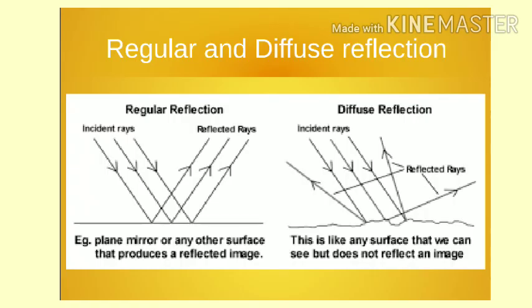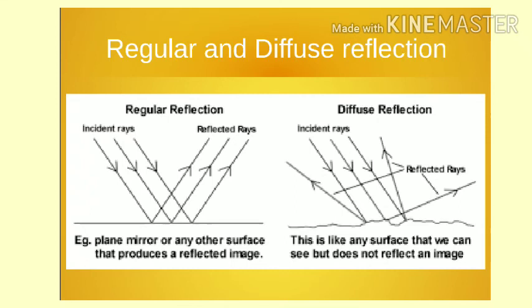From this diagram, we get a clear picture about regular and diffuse reflection. Regular reflection is possible in smooth surfaces like steel, mirror, etc., and diffuse reflection is possible in rough surfaces like aluminum, cardboard, cloth, etc. So, you can easily identify the difference between those two.